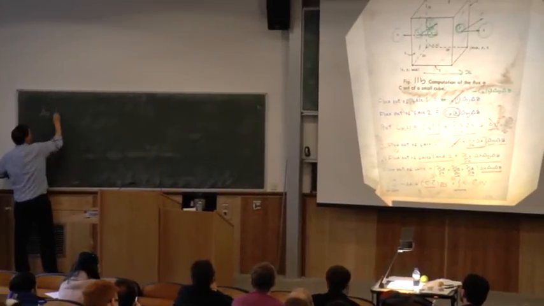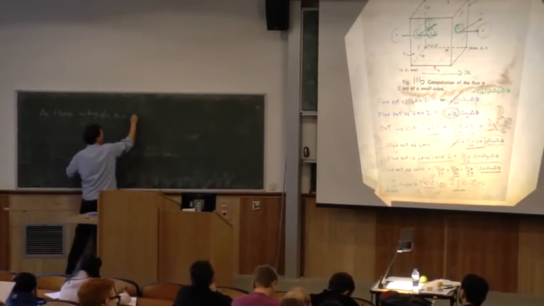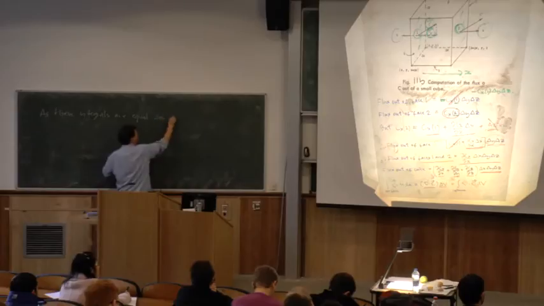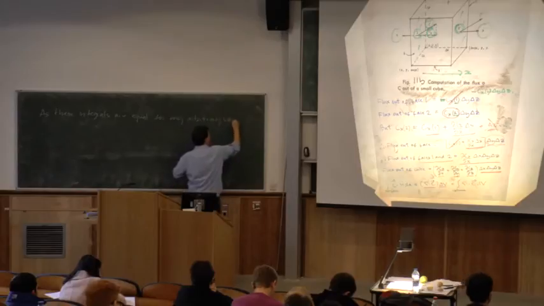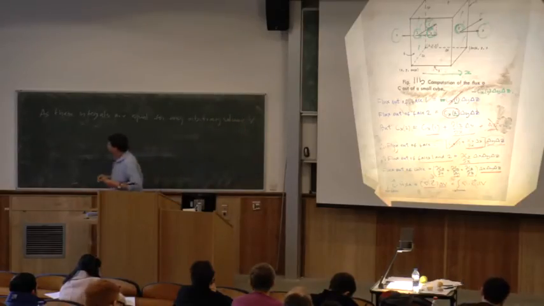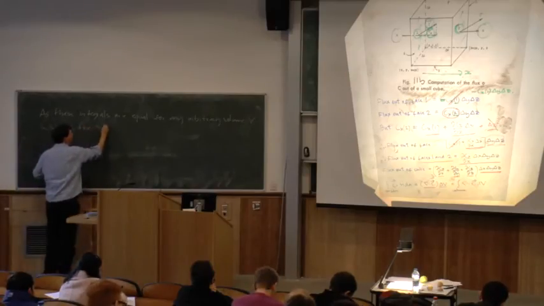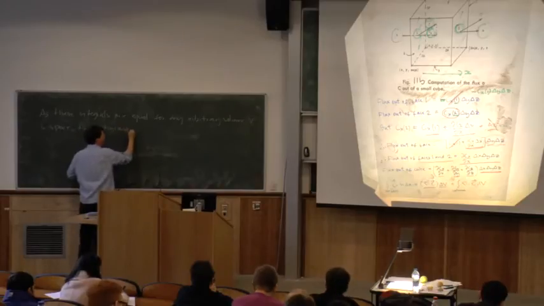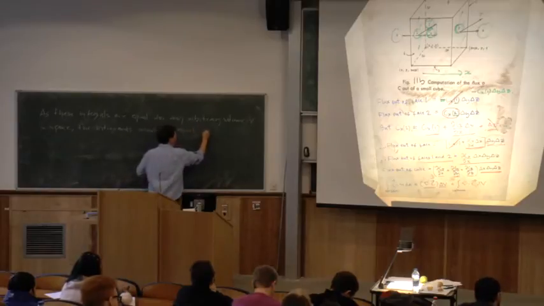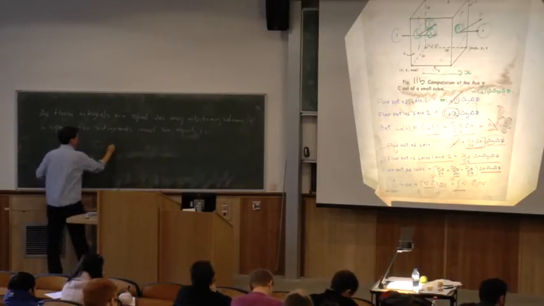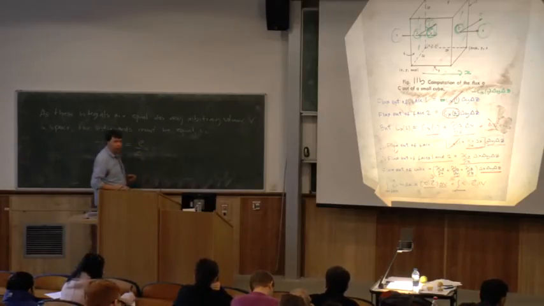As these integrals are equal for any arbitrary volume V in space, the integrands must be equal, i.e. del dot E is equal to rho over epsilon naught.